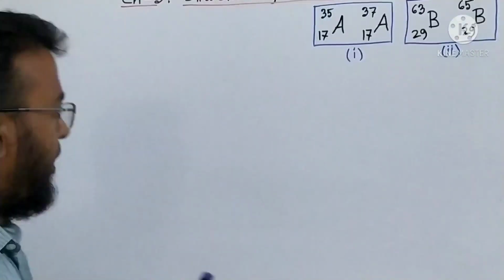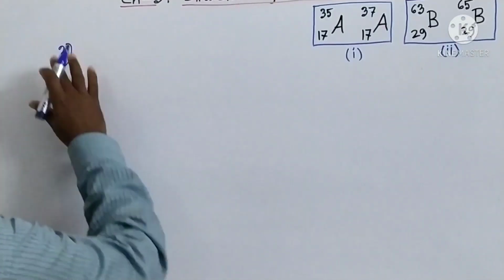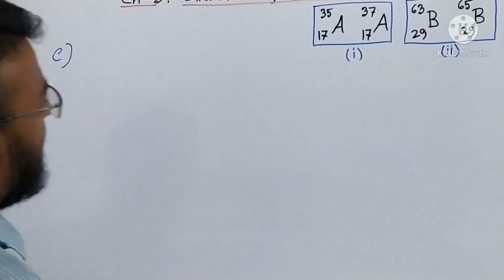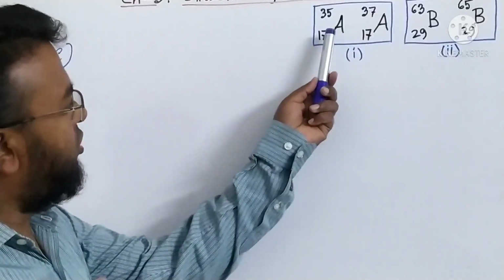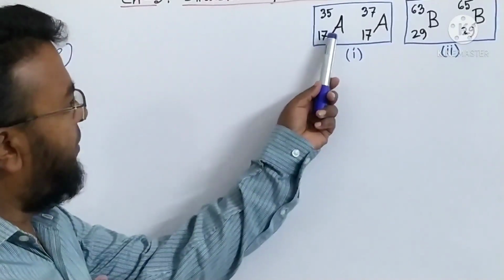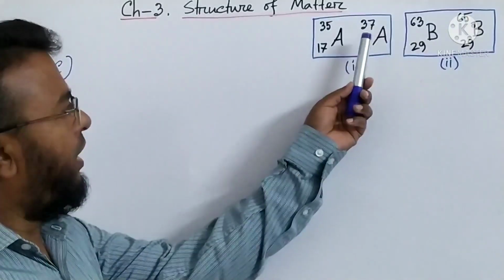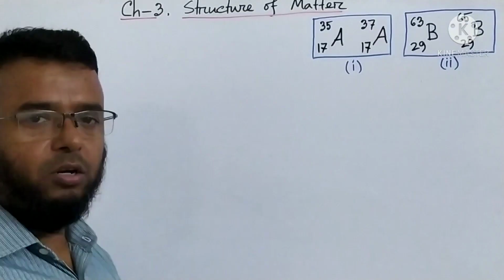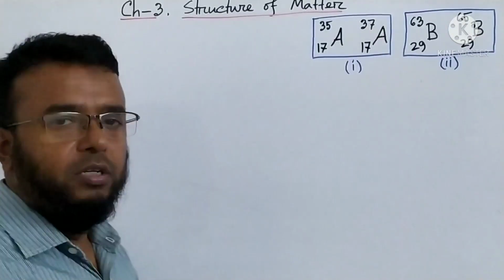Okay, dear students, now number 3, it is a mathematical number C of the creative question. The mathematical term, we will solve it now. It is given the isotopes of 17, 35 and 37. In nature 35 is 75% and 37 is 25%. We have to find out the average relative mass of that element.